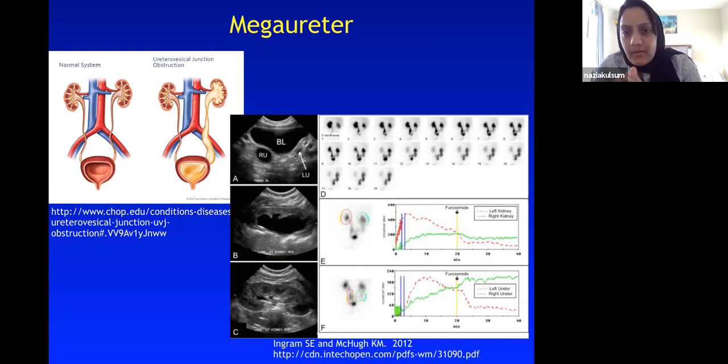So what they then do is they basically create these graphs, and again, basically confirming the same thing, that the left system is obstructed. Where you see after the Lasix, there was not much activity on the left side. The dye remained in the urinary tract system till the end.